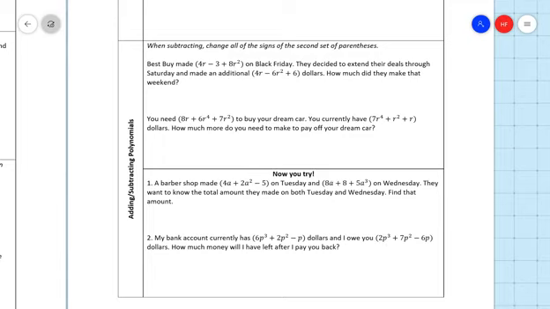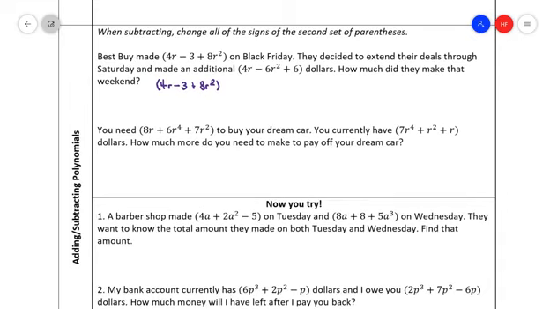So on this first problem we have, it says Best Buy made this polynomial on Black Friday, and they decided to extend their deals through Saturday and made an additional polynomial of dollars. How much did they make that weekend? So that weekend of Friday and Saturday where they made these deals, we're going to add them together. So on these, you do have to note whether you are adding or subtracting. I'm trying to find out how much they made, and I'm given two amounts for how much they made on two separate days. So I'm going to add those together.